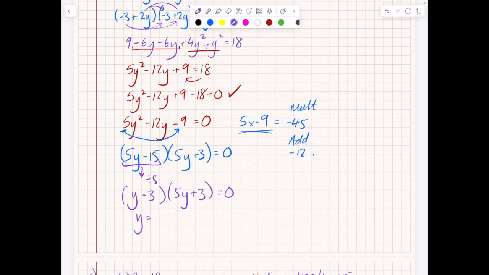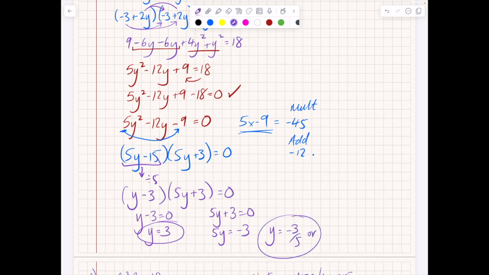Therefore, if I go through the full process, y minus 3 equals 0, so y is equal to positive 3. 5y plus 3 equals 0, so 5y is equal to negative 3, so y is equal to negative 3 over 5, or you could write that as minus 0.6 as well. Okay, so they're my answers. I'm saying that y is equal to 3 or minus 0.6.